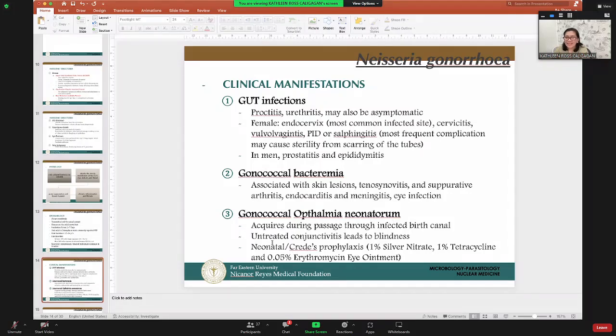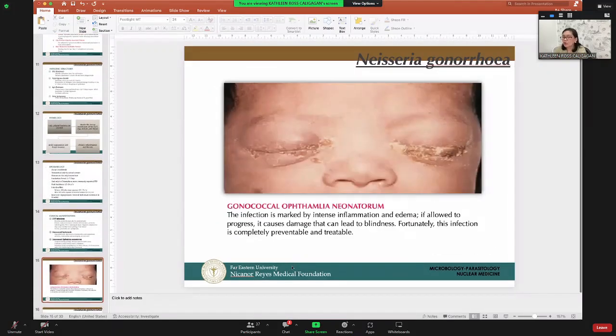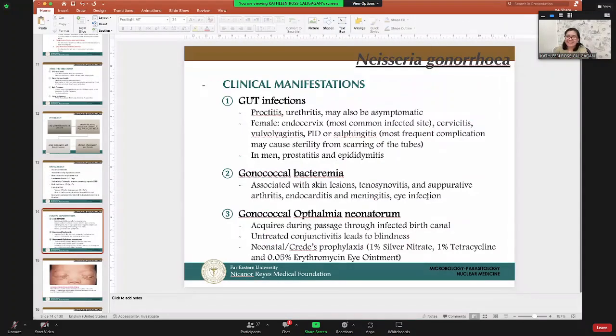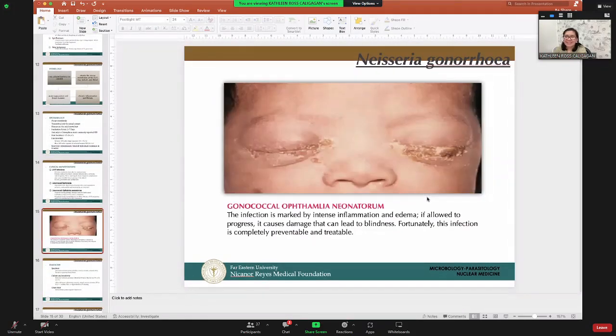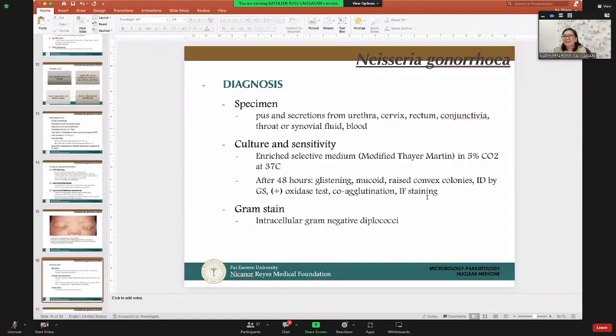So untreated conjunctivitis may lead to blindness. So this can be prevented by administration of Credé's prophylaxis using 1% silver nitrate or 1% tetracycline or 0.05% erythromycin ointment. So this is how ophthalmia neonatorum would look like. Okay, so it's important that you administer erythromycin or treatment immediately to avoid blindness of the neonate or the newborn. Okay.